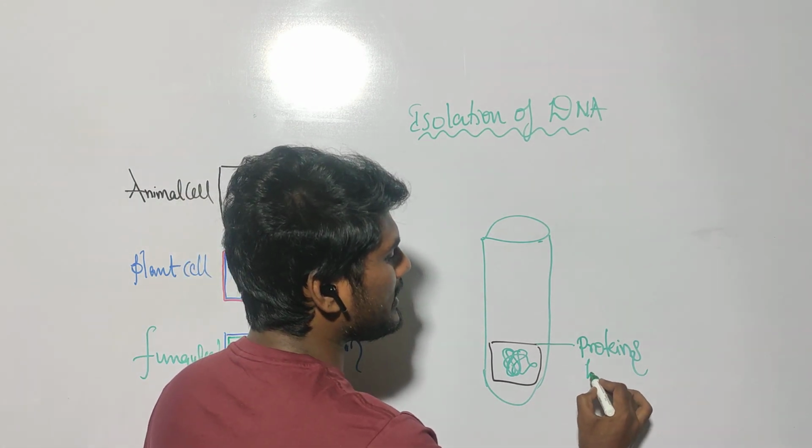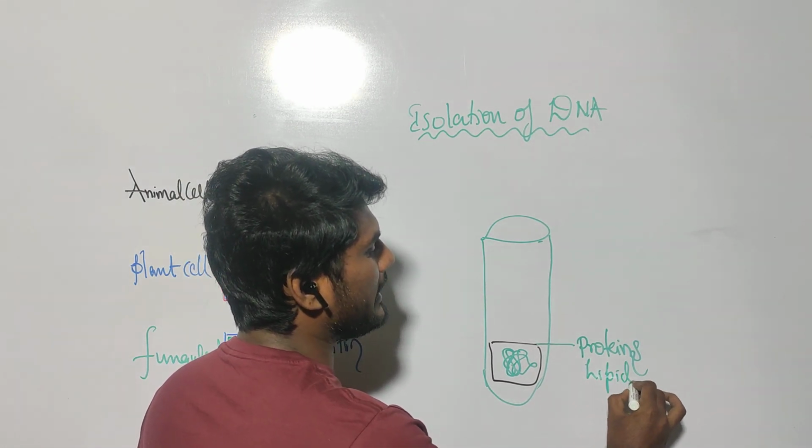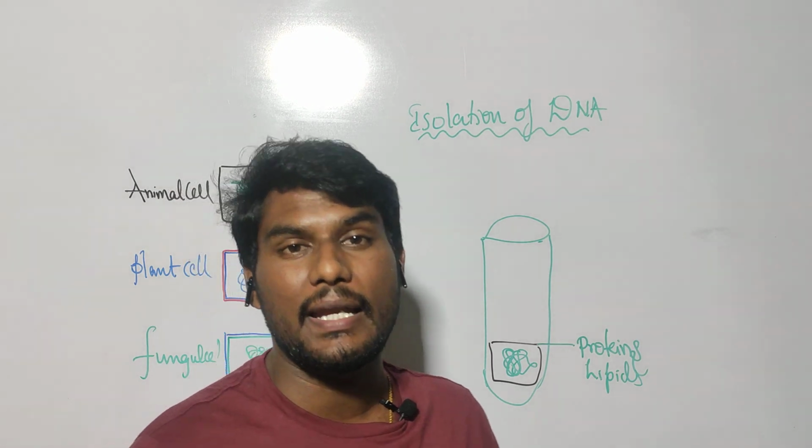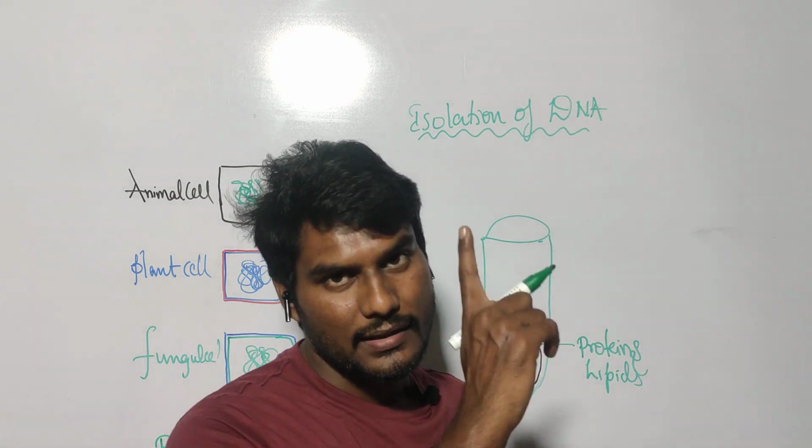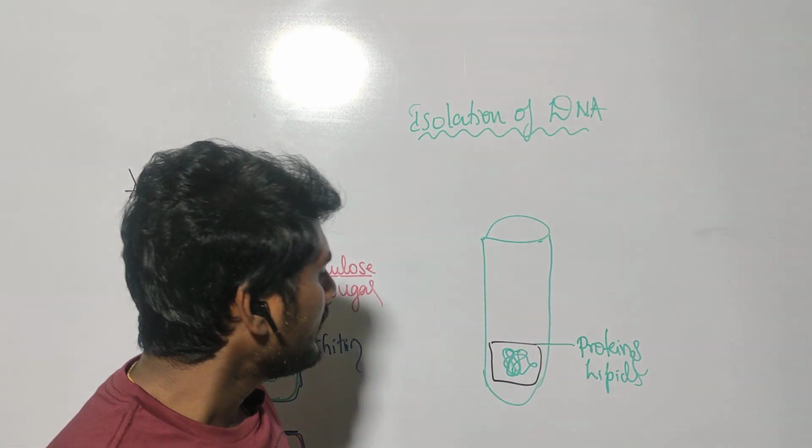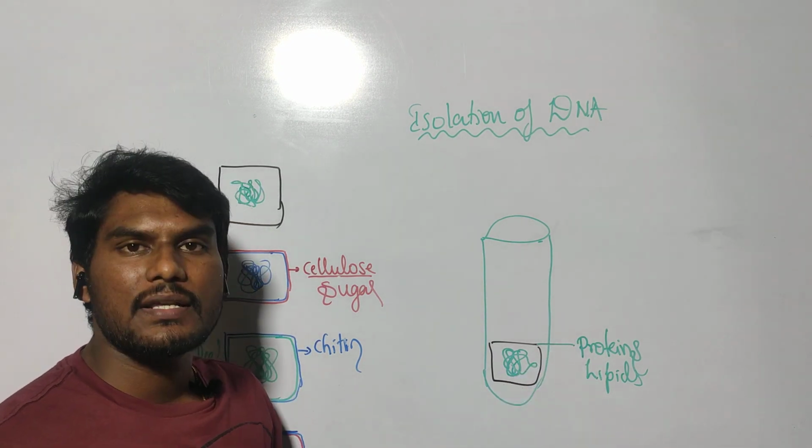Not only proteins, the cell membrane is also made up of lipids. And lipids are arranged in a bilayer. Cell, the basic unit of life, you will get all this. The cell membrane is made up of protein as well as lipids.